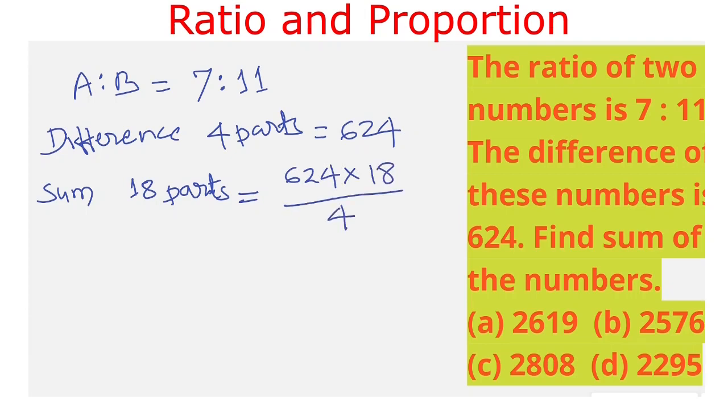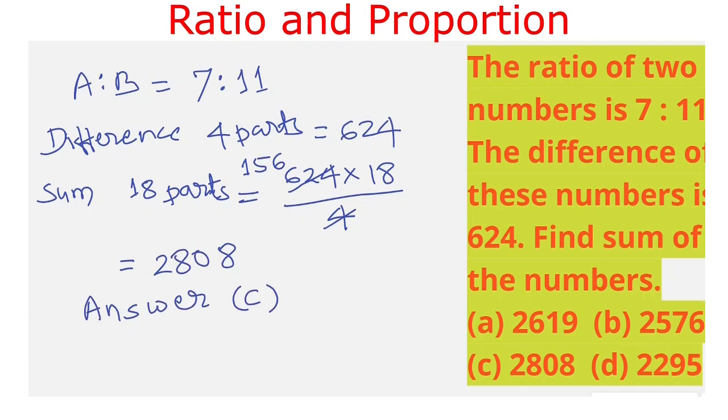And 4 divides 624 156 times. How can we calculate fast? 600 divided by 4 is 150 and 24 divided by 4 is 6. So it is 156. Now 18 multiplied by 156 is 2808, which is our answer. And from the given options, our answer is option C. We go to the next question.